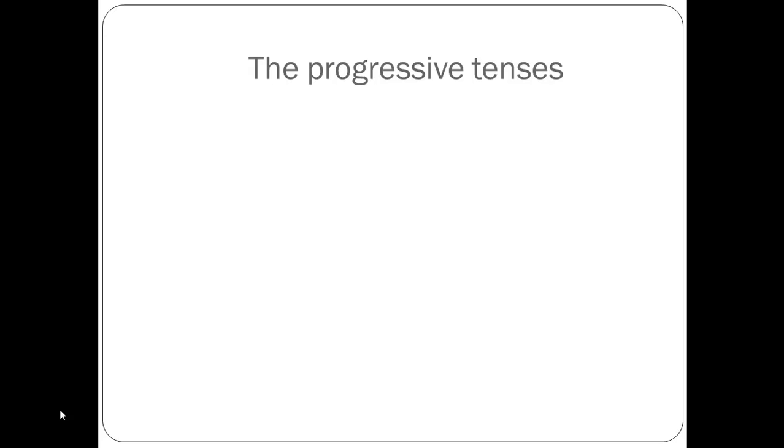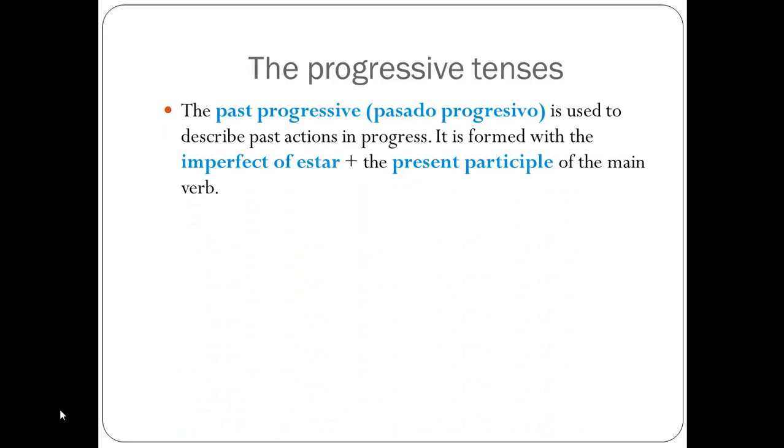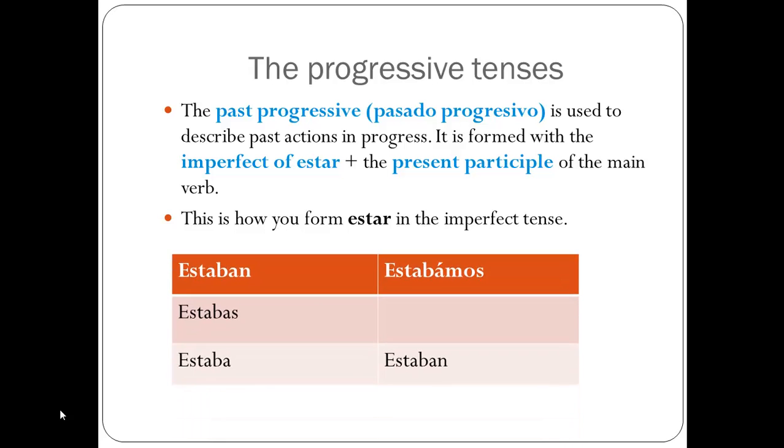So right now I'm going to talk about the past progressive. We were talking about things that were going on right then. But now we're talking about things that are describing past actions in progress. It is formed with the imperfect of estar and the present participle of the main verb. So this would be like if I was saying, instead of saying she is eating it, I would say she was eating it. So to get the was in there, we would use estar in the imperfect tense. We know that estar in the imperfect is the past tense.